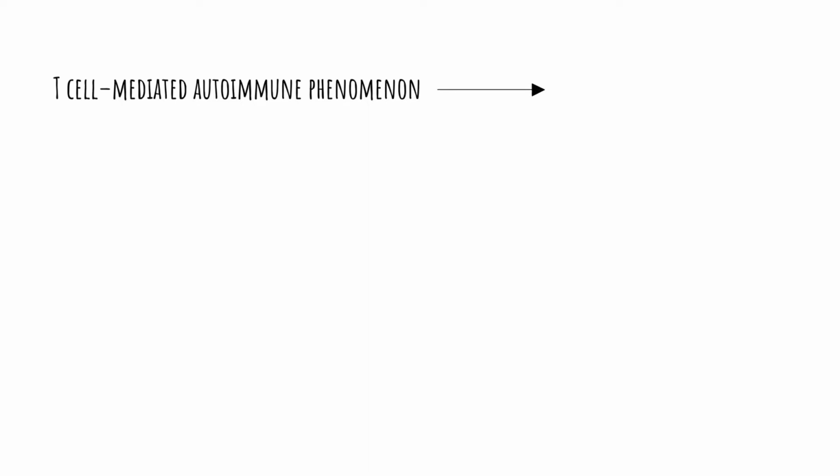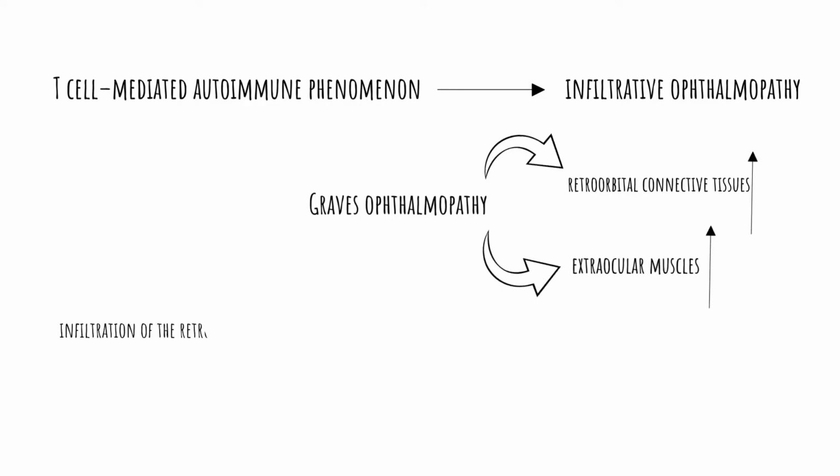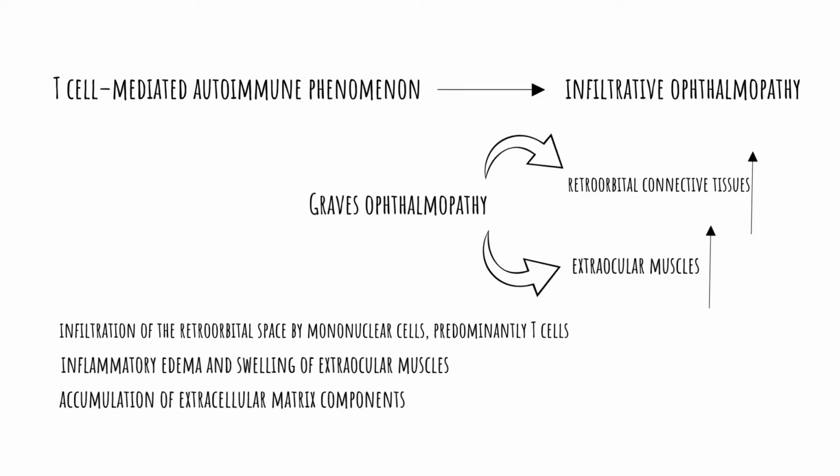A T-cell-mediated autoimmune phenomenon also is involved in the development of the infiltrative ophthalmopathy characteristic of Graves' disease. In Graves' ophthalmopathy, the volume of the retroorbital connective tissues and extraocular muscles is increased as a result of several causes, including: 1. Marked infiltration of the retroorbital space by mononuclear cells, predominantly T cells. 2. Inflammatory edema and swelling of extraocular muscles.